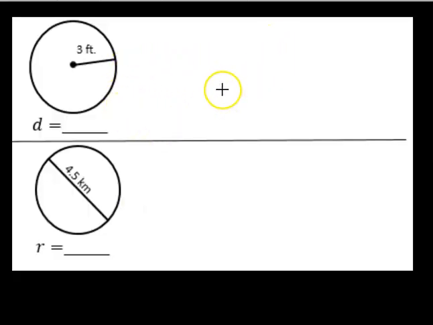All right, so y'all finish that up, and I would use circumference equals pi d, and area equals pi r squared for both of these. So pause the video and work those problems.